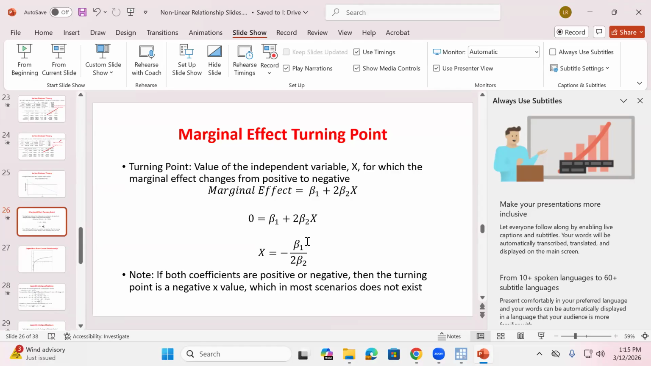So if I think about population, and I was trying to predict the number of cases, what that means is my predicted number of cases based off of population was increasing, but at an increasing rate. Well, the turning point still exists. It's just that now my turning point is going to be at some negative value. But in the context of this question, can I ever have a negative population? No. So the turning point really is not practical for us.